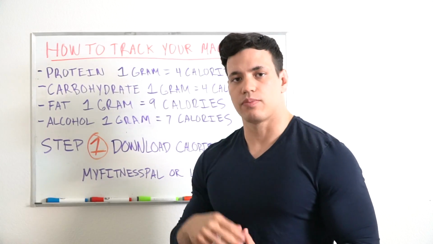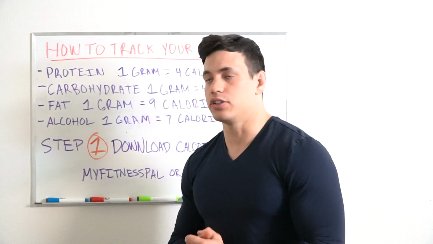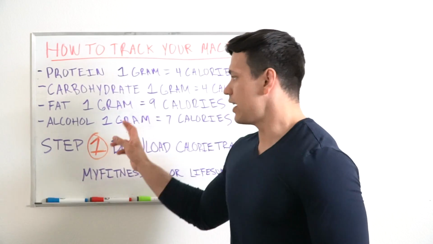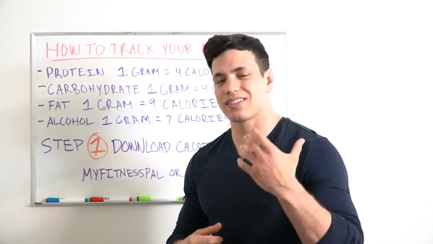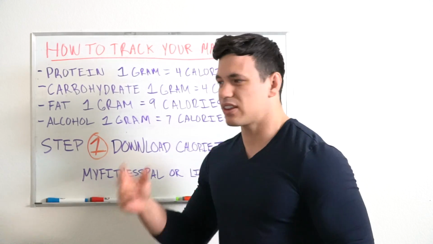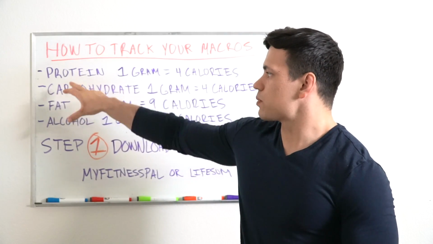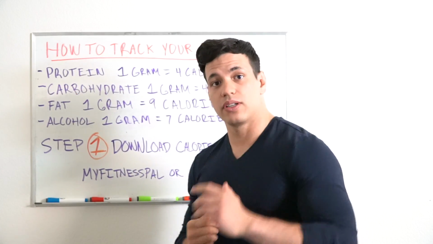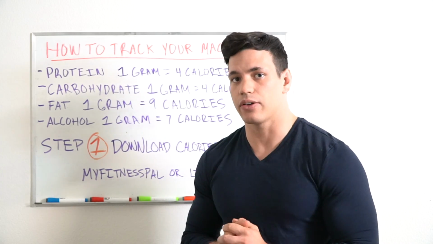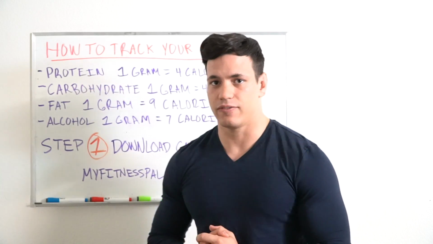What are macros? Macros stand for macronutrients. You have 4 macronutrients: protein, carbohydrates, fat, and alcohol. Now, no one talks about alcohol because it only applies when you consume alcoholic beverages. Everything else you eat on a day-to-day basis is protein, carbohydrates, and fat. So when you eat that donut, you know that you're consuming calories. What are those calories? Those calories are made of protein, carbohydrates, and fat.